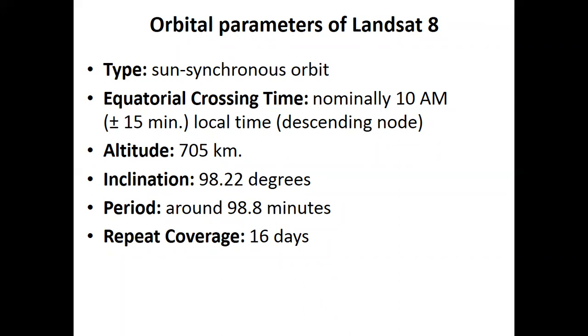And also important is repeat coverage. It means that, circling around the Earth, Landsat 8 will return to the same position, to the same path, once in 16 days. So in 16 days, it will come back to the same location over the Earth's surface and could shoot the same place.